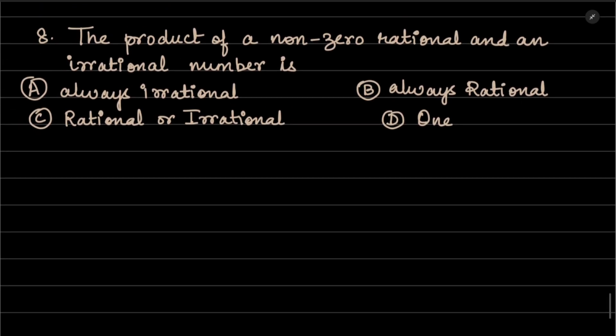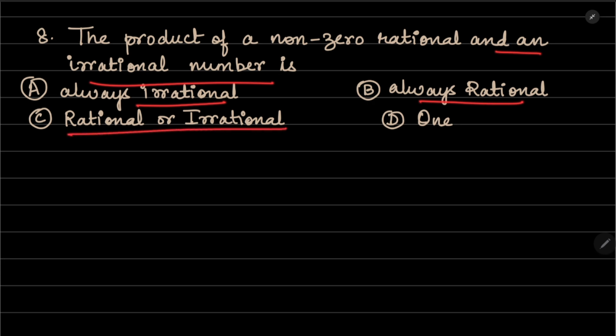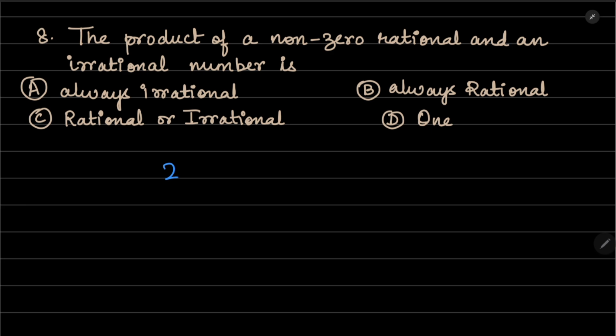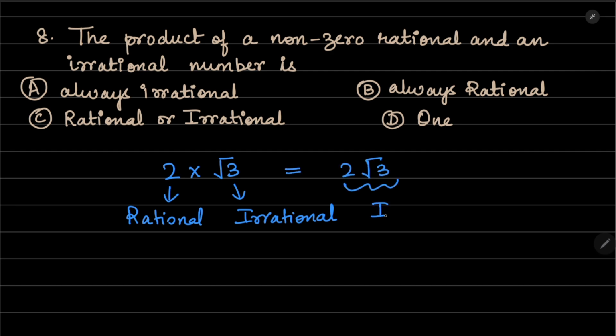Let's move on to the last question, the eighth question. The product of a non-zero rational and an irrational number is it always irrational, always rational, rational or irrational. So suppose you have a non-zero rational number, say for example 2. You have to find the product multiplied by an irrational number, which is root 3. So 2 is your rational number and your root 3 happens to be your irrational number. So when you see the product, what is 2 root 3? 2 root 3 is also irrational.